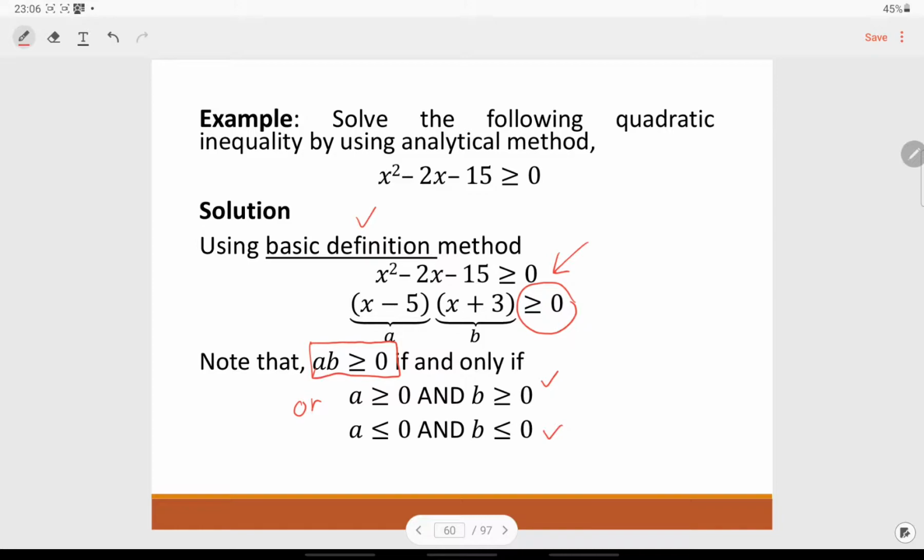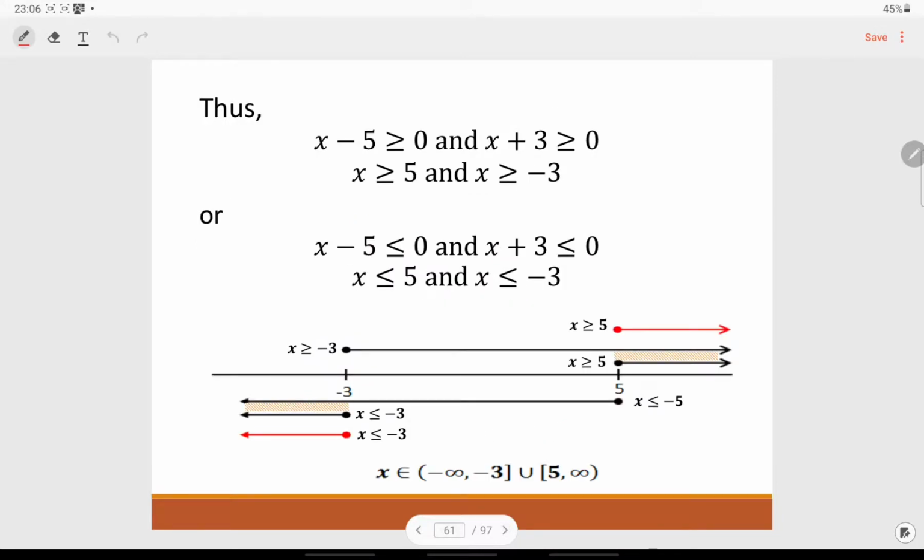Now we replace back a and b. We have the following situation. We have x minus 5 greater than or equal to 0, and x plus 3 greater than or equal to 0. So we solve for x: x is greater than or equal to 5, and x is greater than or equal to negative 3. That is the first situation. Or when both values are less than or equal to 0: x minus 5 less than or equal to 0, x plus 3 less than or equal to 0. We solve for x: x is less than or equal to 5, x is less than or equal to negative 3.